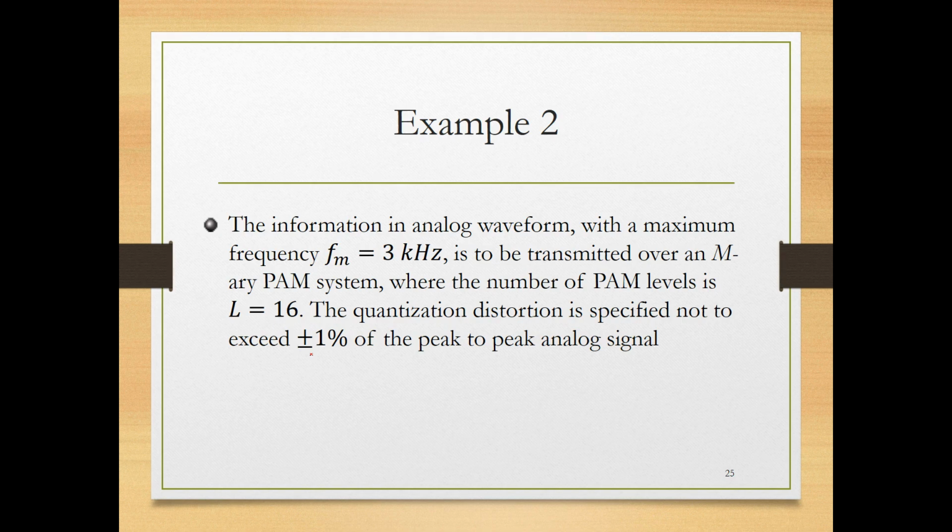In example 2, we have an analog waveform with a maximum frequency fm equal to 3 kilohertz. Looks like this is voice. And we want to transmit this using M-ary pulse amplitude modulation. Everybody remembers M-ary pulse amplitude modulation. What's M-ary pulse amplitude modulation? Can everybody remember with me?